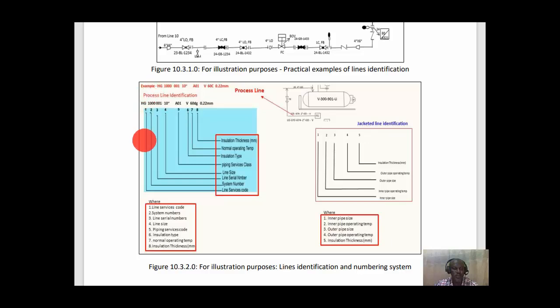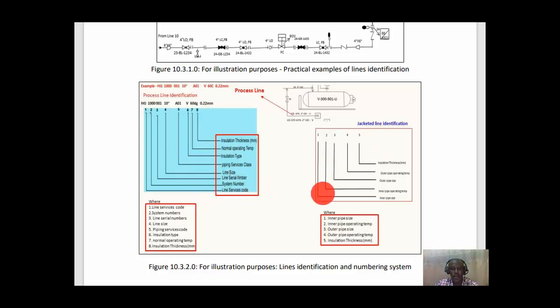Here the number 1 label here is the line service code, number 2 is the system number, the third number there is the line service number, the fourth number is the line size, the fifth number is the piping service code, then the sixth number is the installation type, the seventh number is the normal operating condition temperature, then the eighth number there is the installation thickness.